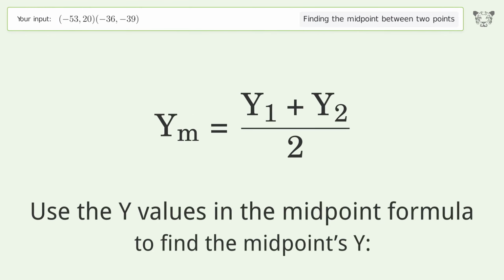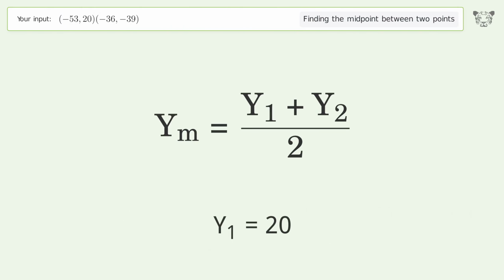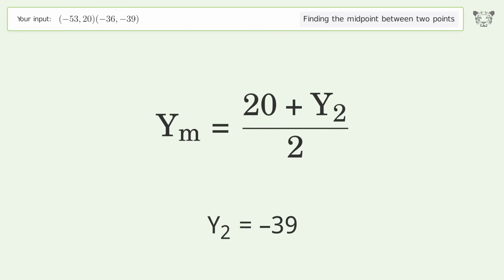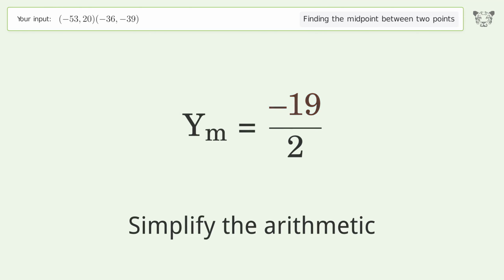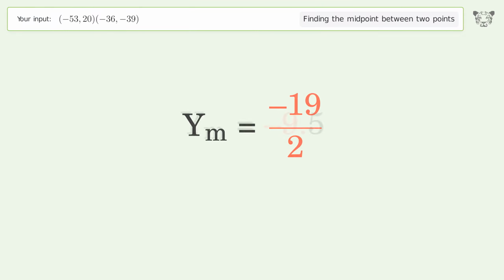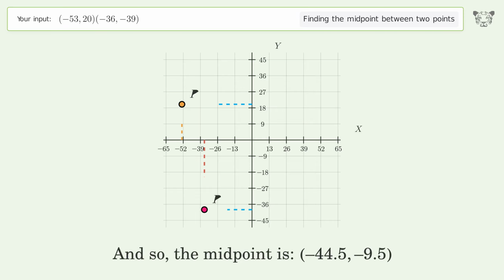Use the y values in the midpoint formula to find the midpoint's y. y1 equals 20. y2 equals negative 39. Simplify the arithmetic. And so, the midpoint is negative 44.5, negative 9.5.